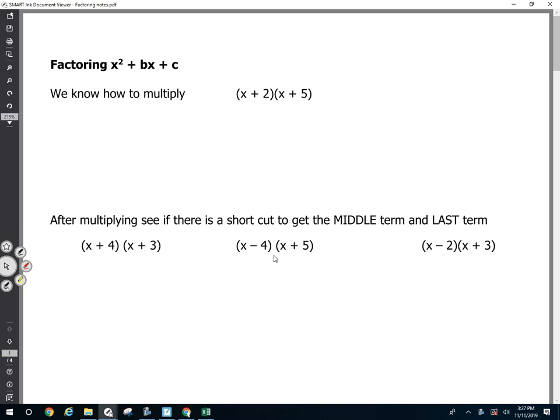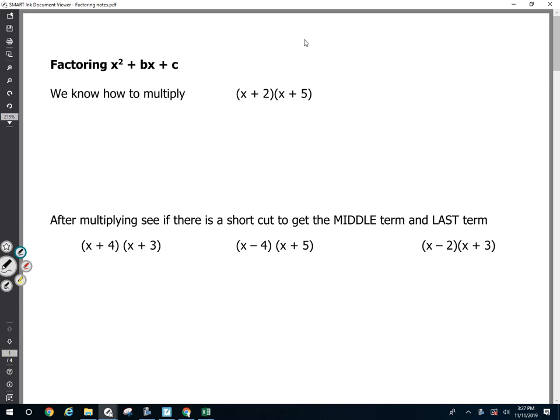Does anybody remember? Mr. DeGeest? Distribute. Some people might have used the word foil in the past. Has anybody heard about foiling? Yes, I don't like to use the word foil because it is just distributing. I like to keep things as simple as possible and not use many different words.